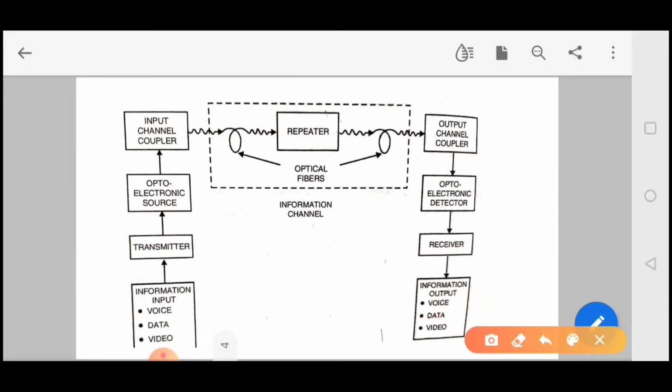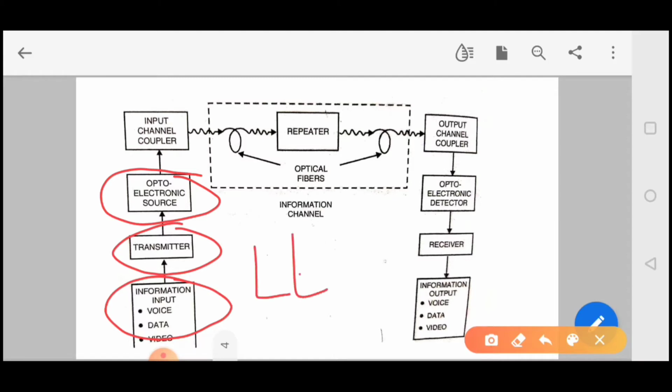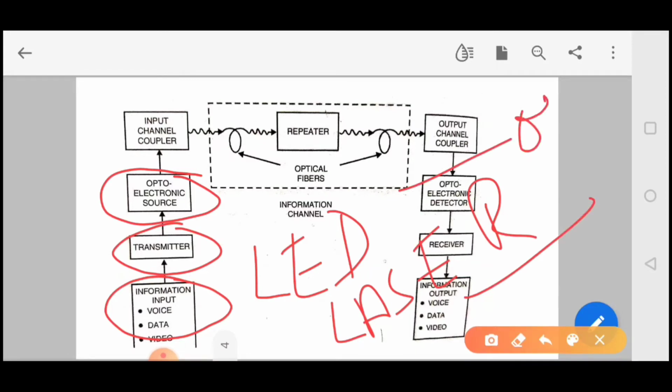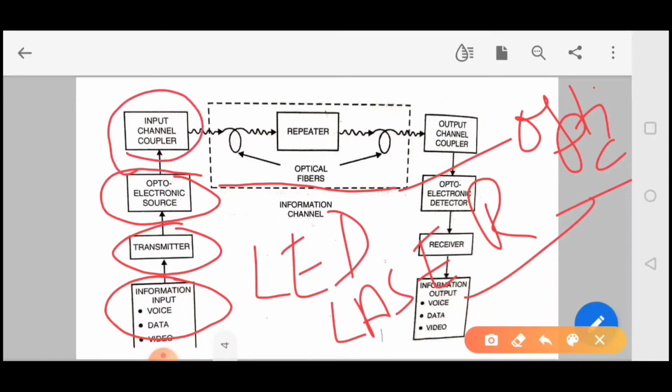In the last to last video I have explained how information input like voice, data or video is transmitted through a transmitter. The transmitter changes this information to an electrical signal, and then optoelectronic sources, which is an LED or a laser, convert the electrical signal into an optical signal. The optical signal is the only signal which will pass through optical fiber, and then the optical signal is passed through an input channel coupler and is coupled with the optical fibers.